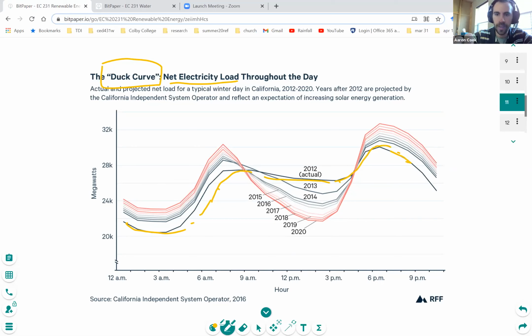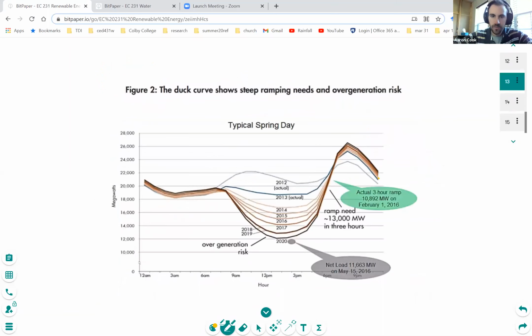into the evening. And then as more and more renewable sources got plugged into the grid, this trough in the middle part of the day started to get deeper and deeper and deeper. And by 2020, we have a very deep decline in net load, and then a very steep ramp up in the late afternoon. So here's a typical spring day. This one looks a lot more like a duck than the previous one. Here's the head of the duck. Here's the body of the duck. Here's the tail. That looks quite a bit like a duck.